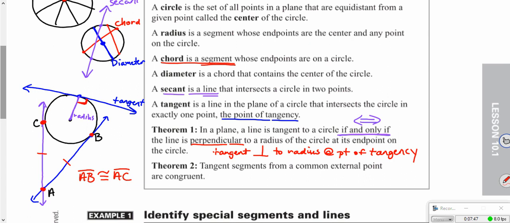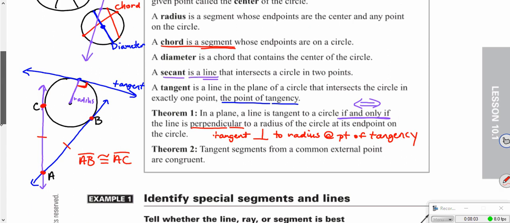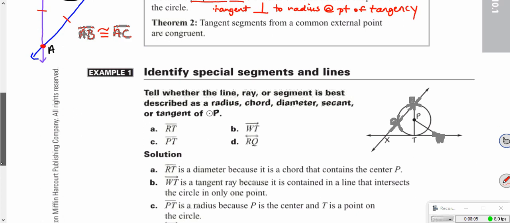Obviously, we can't say lines are congruent, they go on forever, but those segments are. So imagine that I drew my purple line there and it was actually touching the circle. Those are congruent, okay? So that kind of takes us through our vocab for this whole section. Let's look down at some of these examples now.